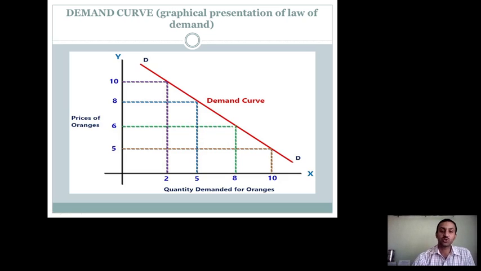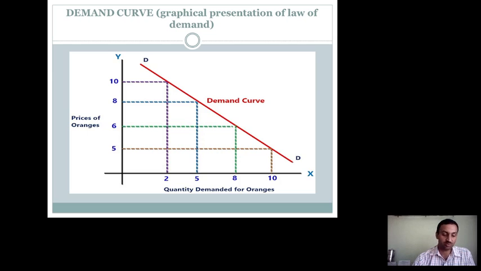So this shows us that the relationship between demand and price is inverse, or opposite, and here we should see that as per the price change, the demand is also changing continuously. So this is the demand curve.